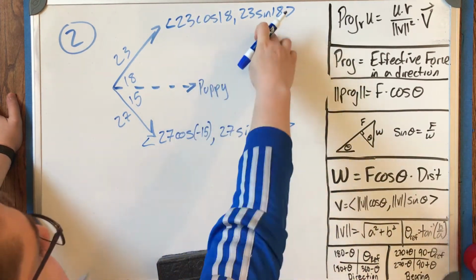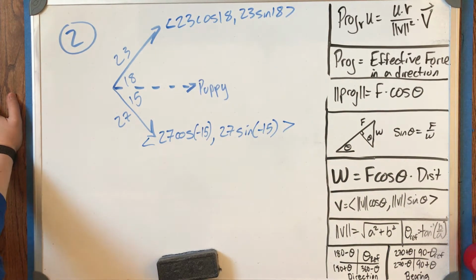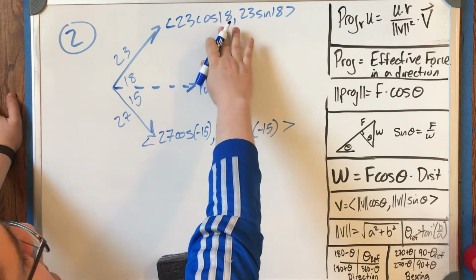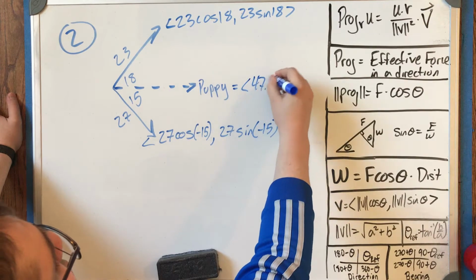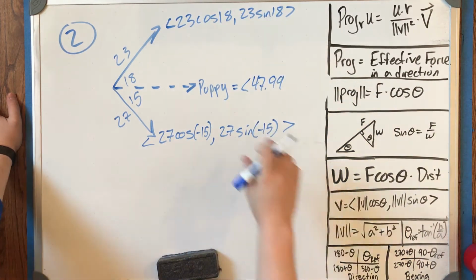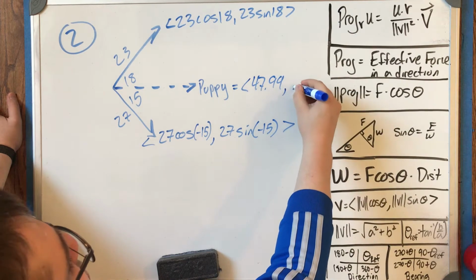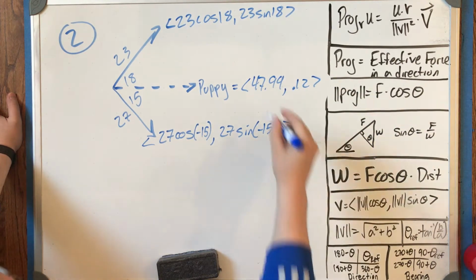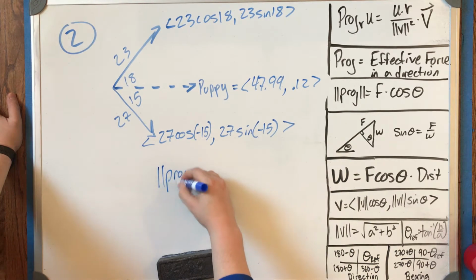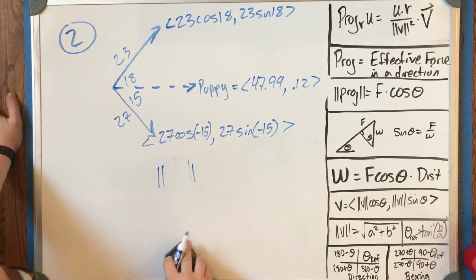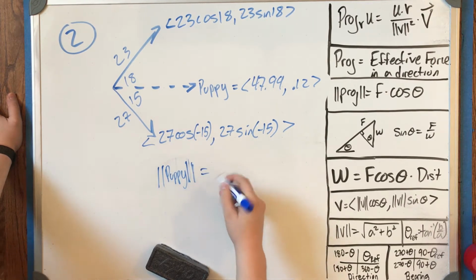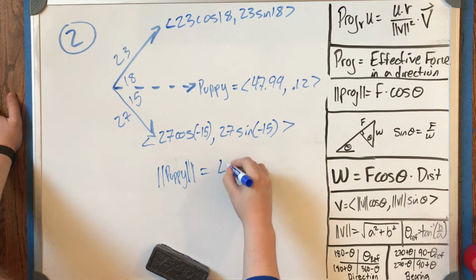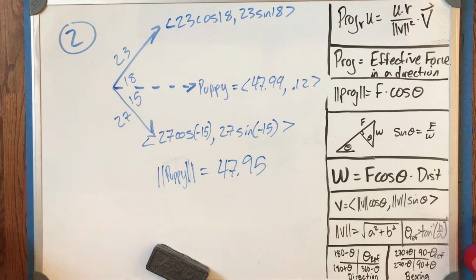So if I just add these together, that's going to give me what the puppy actually equals. So I'm doing 23 cosine 18 plus 27 cosine -15. That's going to give me like 47.99. 23 sine 18 plus 27 sine -15, and that gives me 0.12. And then I just need to find the magnitude of that puppy, not the projection. Okay, so a squared plus b squared, giant square root of that, and you just get 47.95 pounds. So that is the first way of doing it.